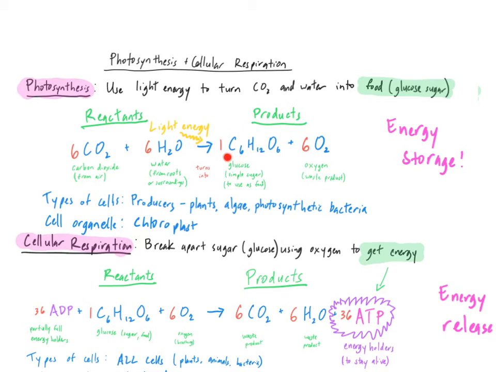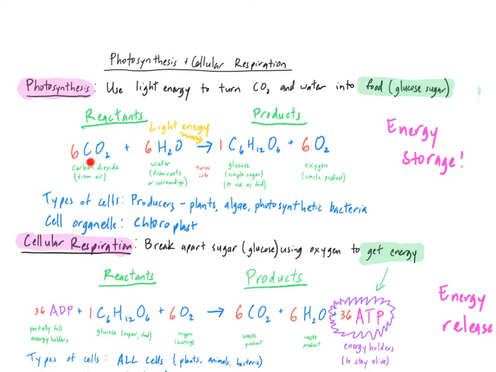This glucose molecule is C6H12O6 plus 6 oxygen molecules, and the oxygen molecules are O2s. Since this is what we end up with at the end, we call these the products. It's what's produced in this reaction.